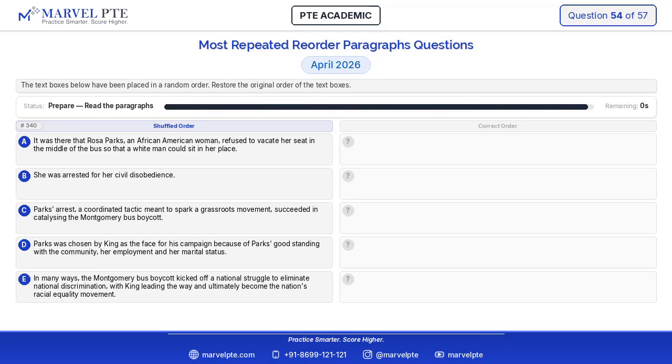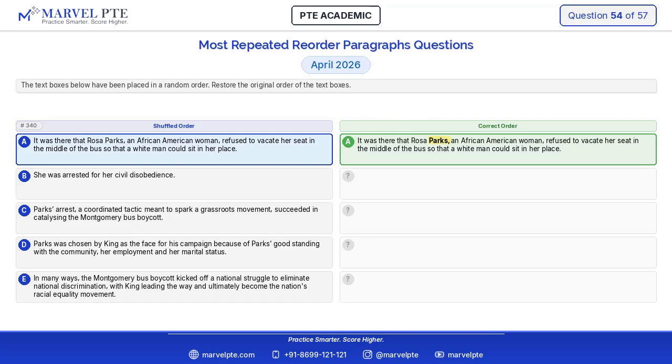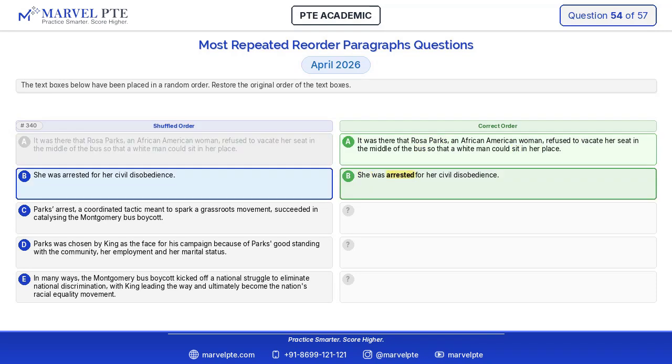It was there that Rosa Parks, an African-American woman, refused to vacate her seat in the middle of the bus so that a white man could sit in her place. She was arrested for her civil disobedience.